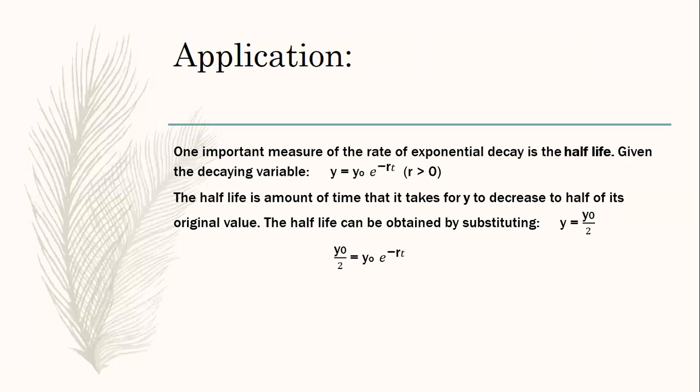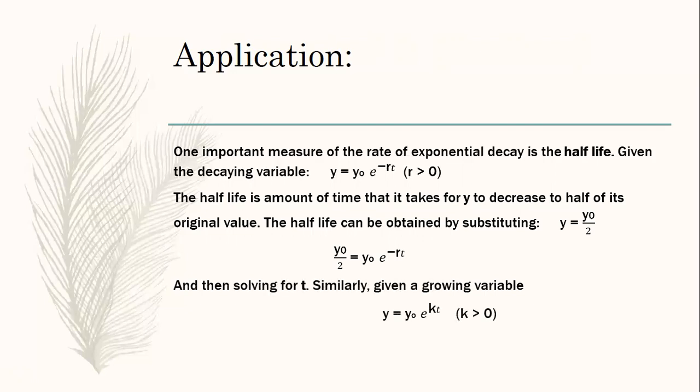So what is the half-life? The half-life is the amount of time it takes for y to decrease to half of its original value. So the half-life can be obtained by substituting y equals y naught over 2. When we substitute, the equation becomes y naught over 2 equals y naught times e raised to the power minus rt, and then solving for t. Similarly, for a growing variable, we have y equals y naught e raised to the power kt, where k is a constant greater than 0.